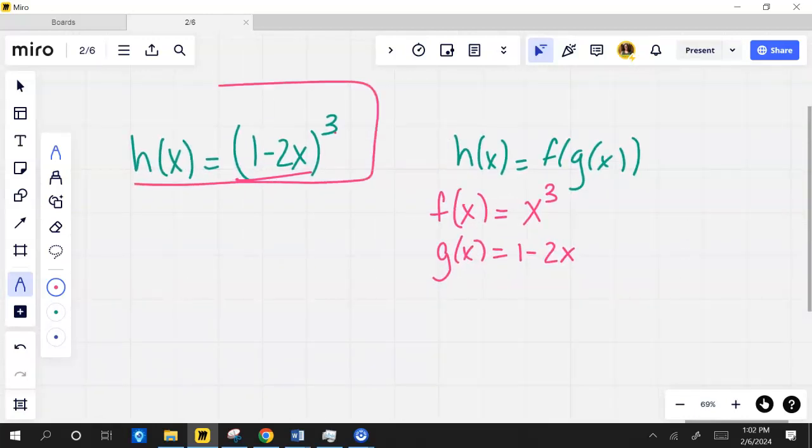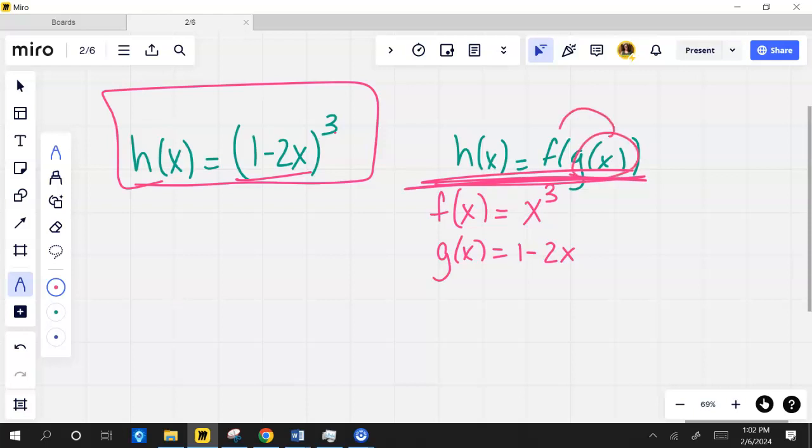So I gave you this, and I said, if this is a composed function, what is f and what is g? I'm telling you that h of x equals this. What could your f and what could your g be? What could you have possibly plugged in to get this? Okay, let me show you another one.